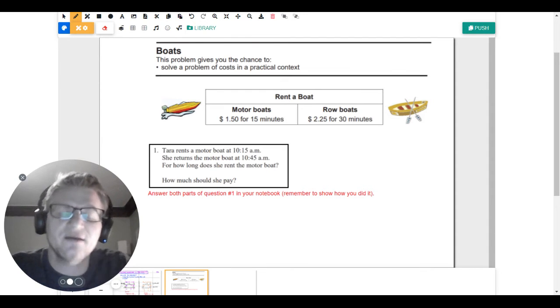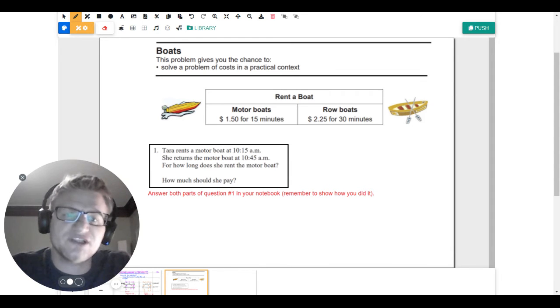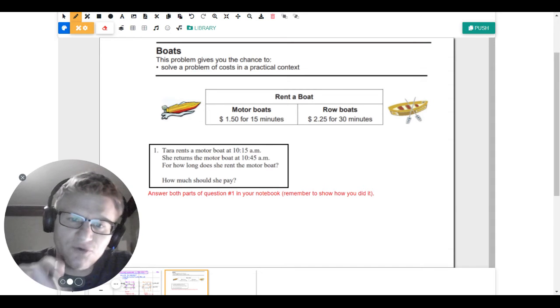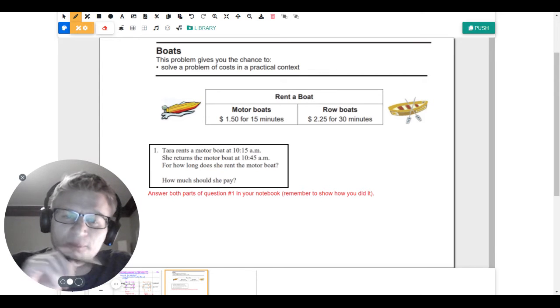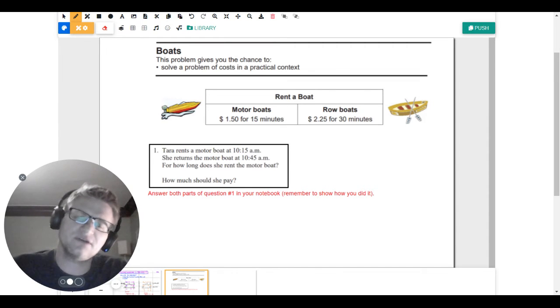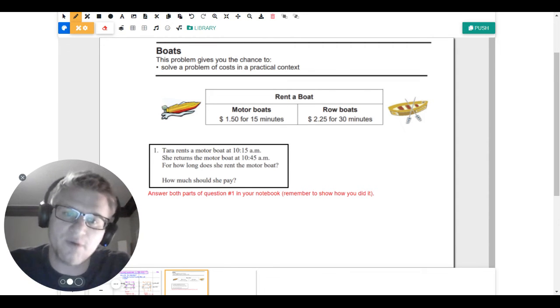Just try to think about that. And then for the rowboat, which if the motorboats are only $1.50 for 15 minutes, the rowboats are $2.25 for 30 minutes. Now, that seems ridiculously overpriced considering how cheaply they're giving us the motorboats. So I'll just point that out. I would definitely take the motorboat in this case.